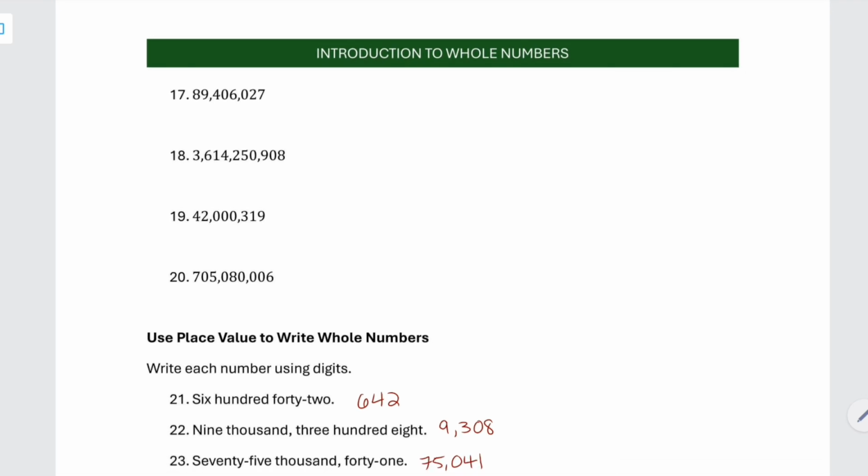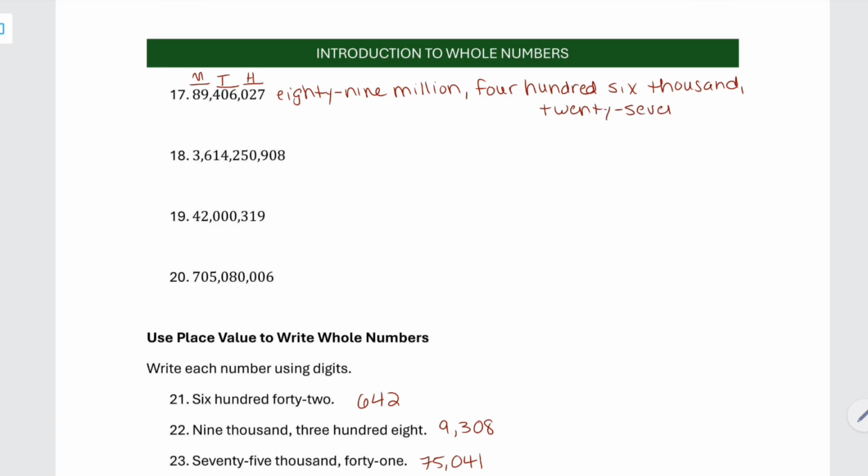For number 17, remember that when we look at these, those are hundreds, those are thousands, those are millions. So we have 89 million. 406,000. 27.